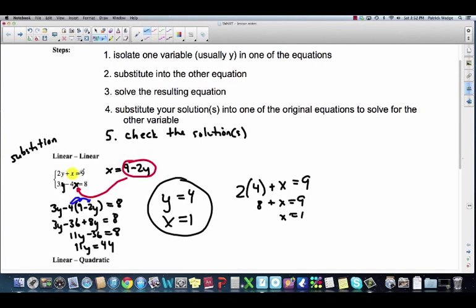2 times 4 is 8 plus 1 is 9. Good. 3 times 4 is 12. Take away 4 times 1 is 4, and 12 take away 4 is 8. Yeah, that worked. I'm confident that I have it right.